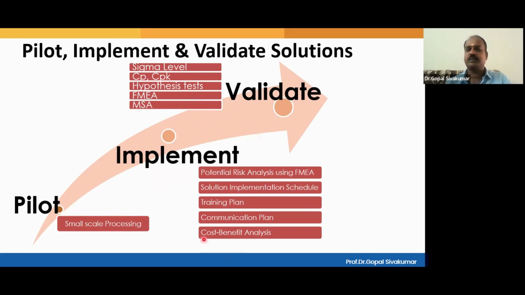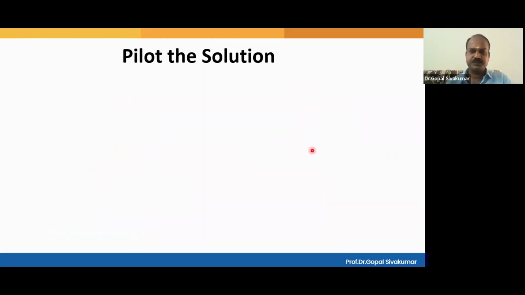Generally, a full-scale implementation plan will include cost-benefit analysis, effective communication plan, training plan, and then solution implementation schedule, followed by potential risk analysis using FMEA. Once the solution is implemented, it has to be validated again. And in order to validate, you can make use of these metrics, whatever is required. Maybe once again, you can check the sigma level, the capability of the process, or Cp/Cpk, or you can do a hypothesis testing, or you can do the FMEA to understand the risk associated. And of course, always while collecting the data, MSA can be performed.